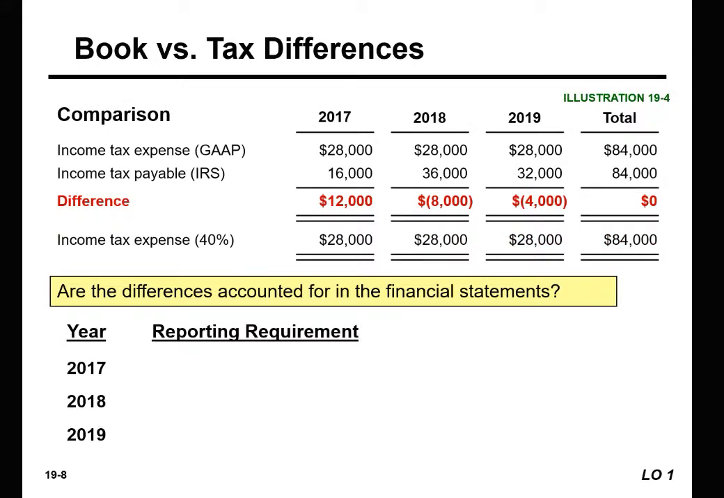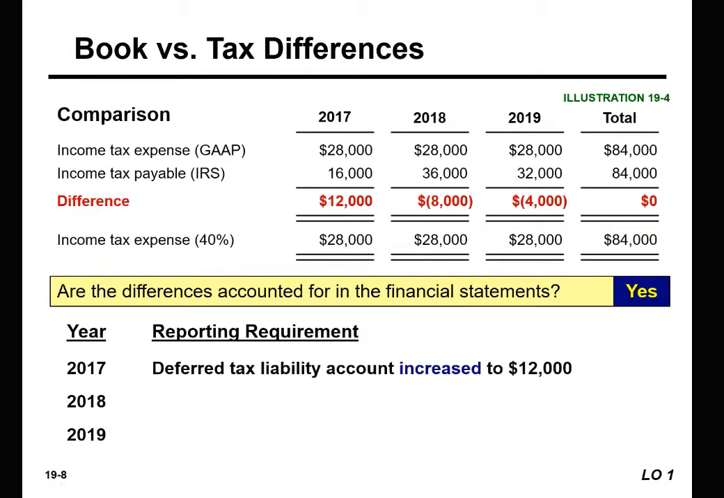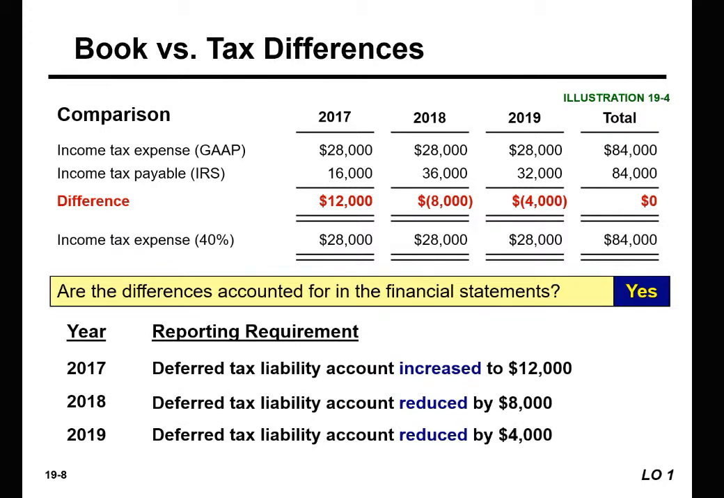So the differences are accounted for in the financial statements, and these are those differences. Our expense was $12,000 more than our income tax payable in 2017. So we would increase the deferred tax liability by $12,000. Now in 2018, our expense is $8,000 less than the amount that we need to remit. So we would then reduce that liability by $8,000. And in 2019, by the $4,000.